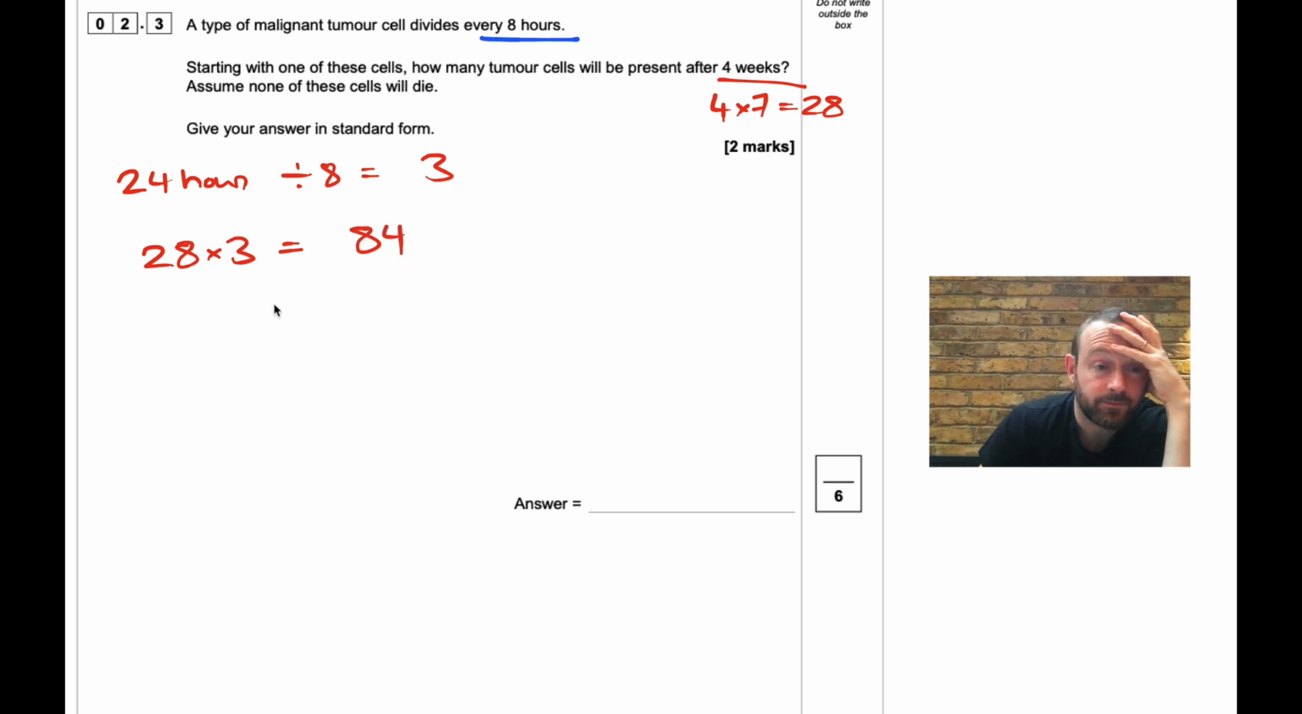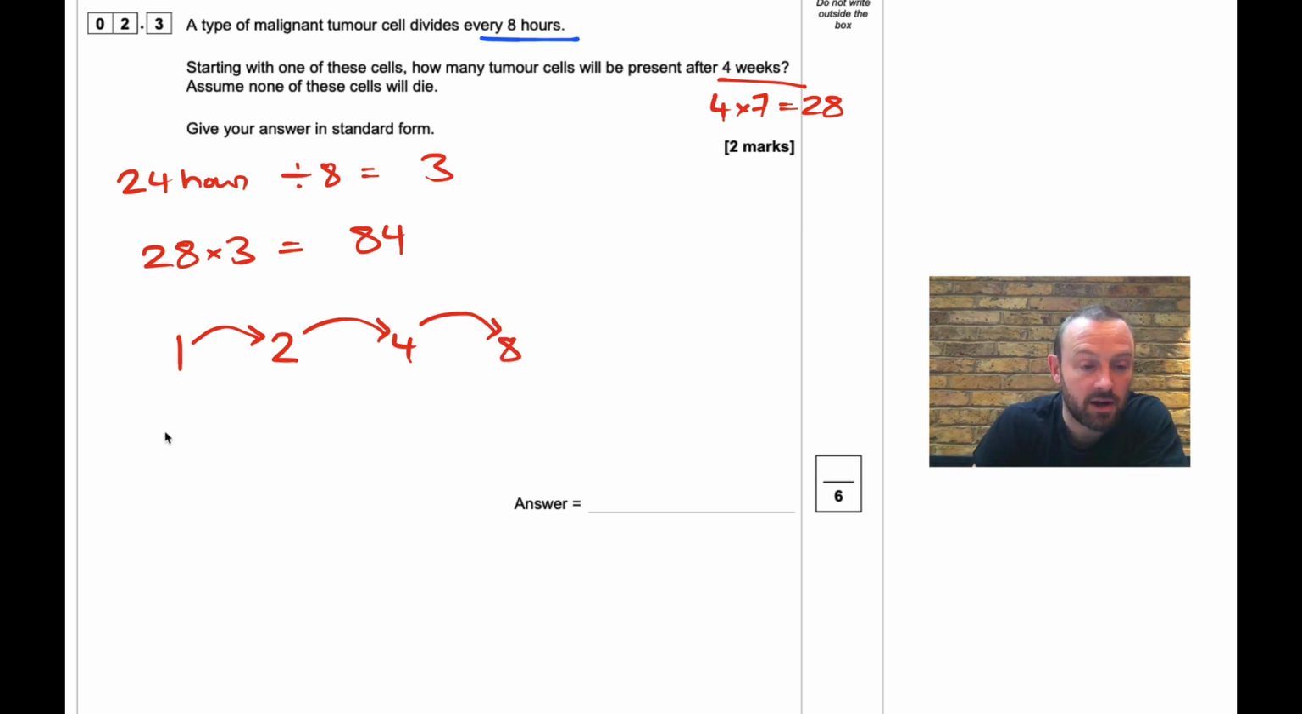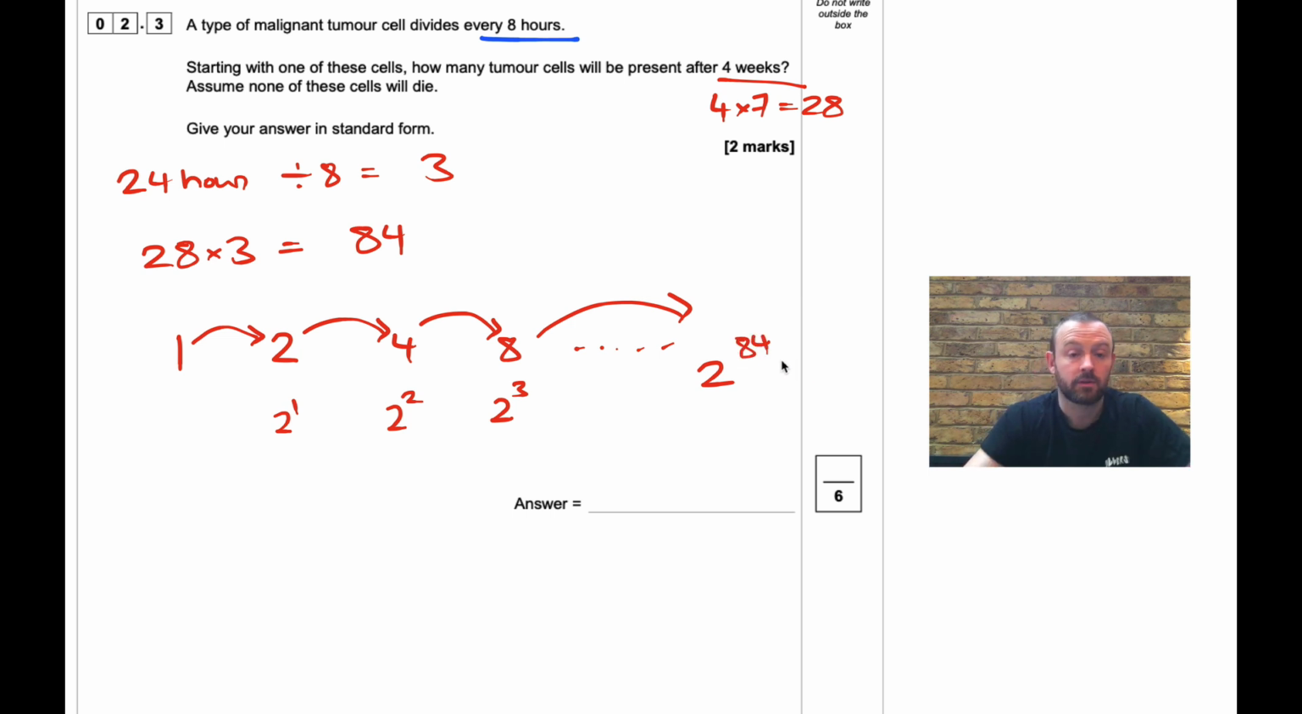Okay, so if we had one cell, and then it divides after 8 hours, we'd have 2 cells, and then we'd divide, and we'd have 4, and then we'd divide, and we'd have 8. So at time 0, we have 1, and then this is 2 to the power 1, this is 2 to the power 2, this is 2 to the power 3, and so on. So we're going to end up, at the end of the whole process, with 2 to the power 84 cells.